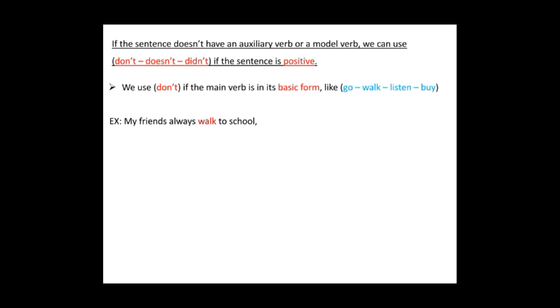Don't. What matches here, grade 4? Don't, because friends, not my friend. Great, excellent. So my friends always walk to school. My friends is plural, so don't matches here. So don't they?